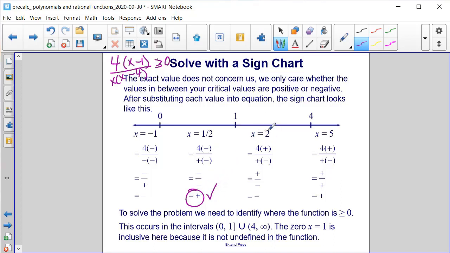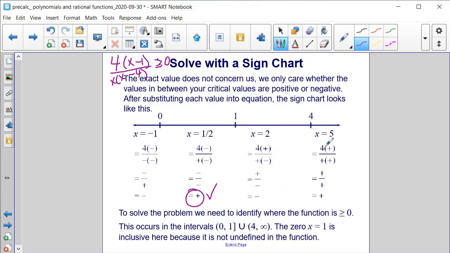Now let's try our next test value, which is x equals 2. So 2 minus 1 is 1, so that's positive. We have a 2 out here, which is positive. So that's how I got those two. And then 2 minus 4 is -2, which is a negative number. So in the denominator, a positive times a negative is a negative, and then a positive divided by a negative is a negative value. This means that our y output at x equals 2 is below the x-axis, or the function is less than 0.